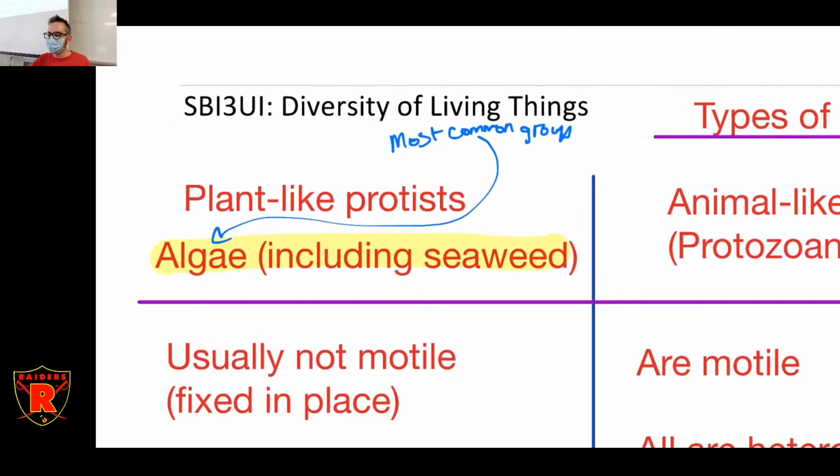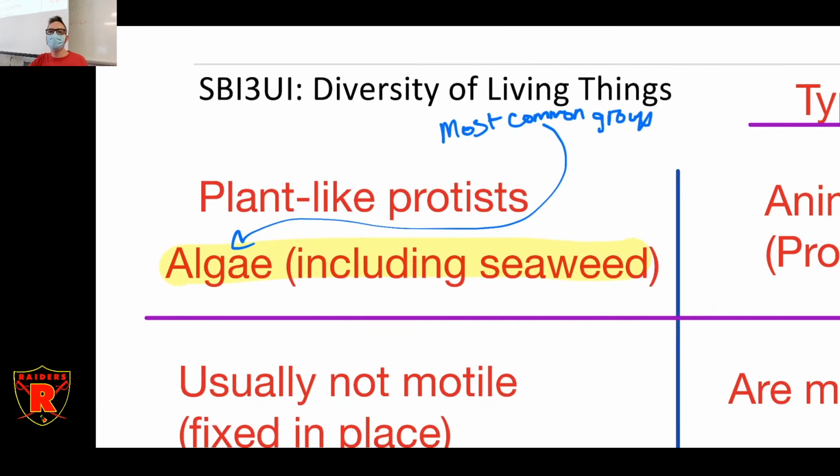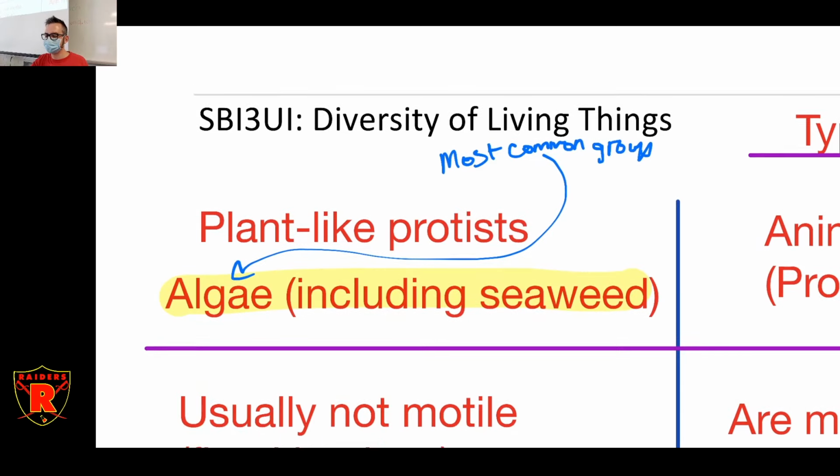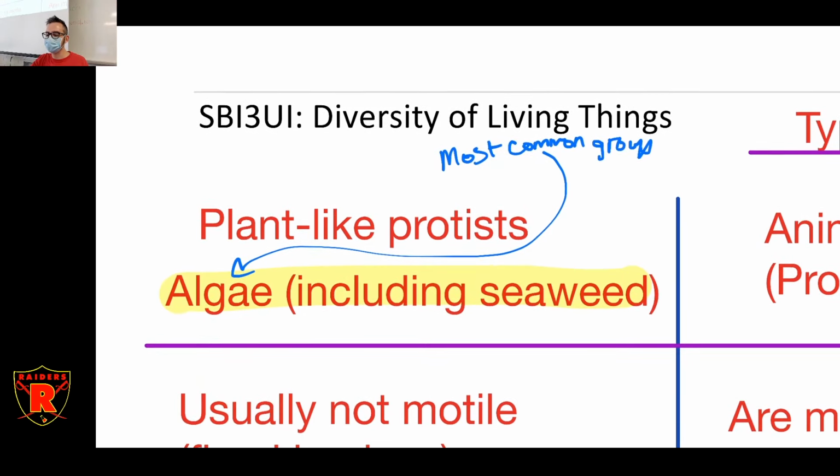So, like I said, in general, there are three main kinds of protists. The first one are the plant-like protists, and they're characterized as being like plants. That's why they're called plant-like protists. These are pretty easy to identify because if it looks like a plant and it's a protist, it's a plant-like protist.